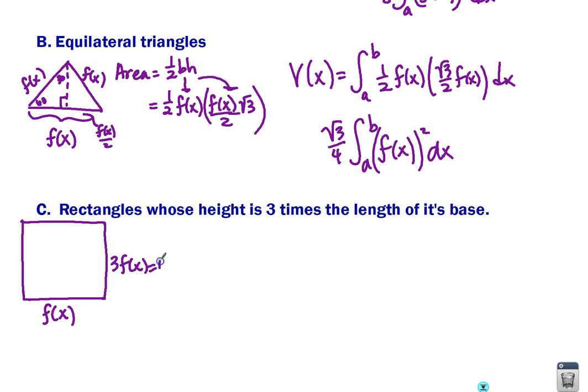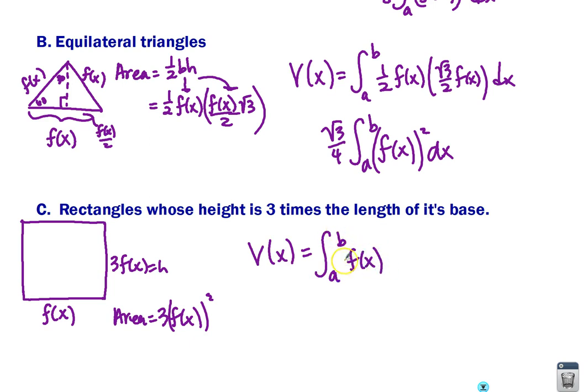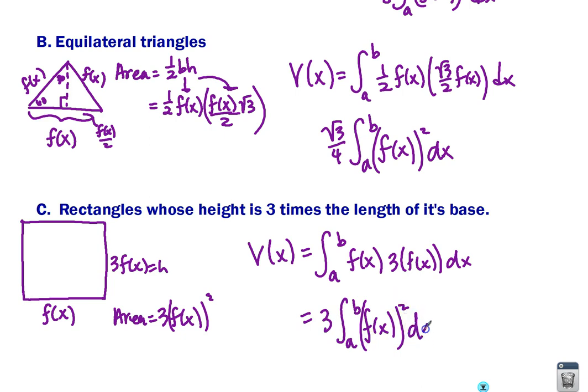Well then the area is just base times height. It's going to be 3 times f of x squared. So then the volume is going to be the integral from a to b of f of x, so that's your base, times 3 times f of x dx. So then it would be 3 times the integral from a to b of f of x squared with respect to x.